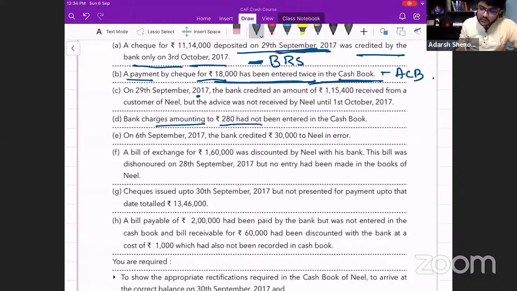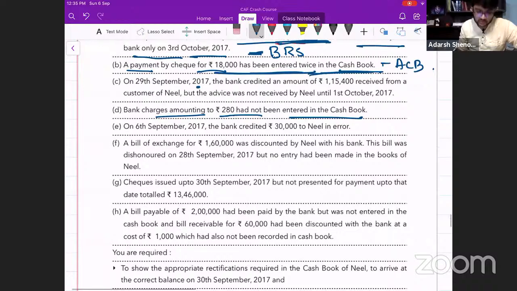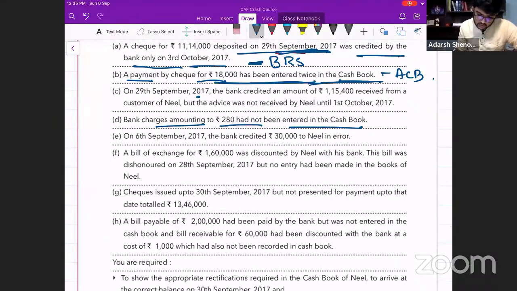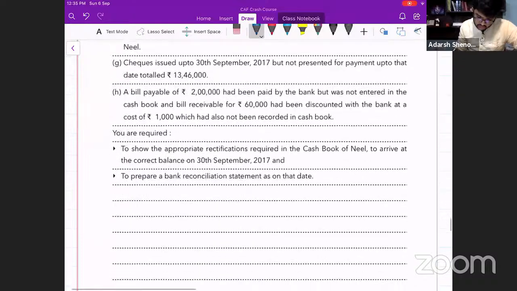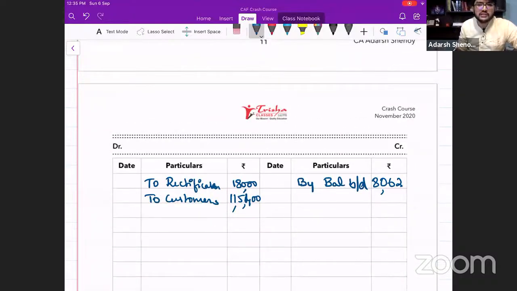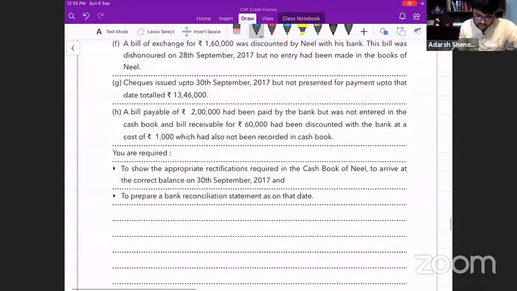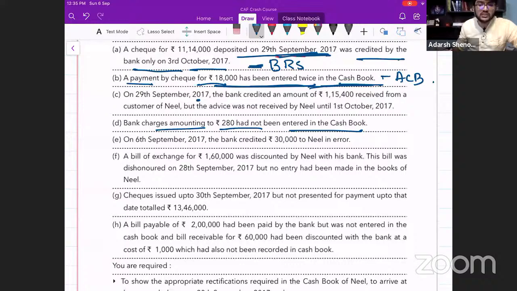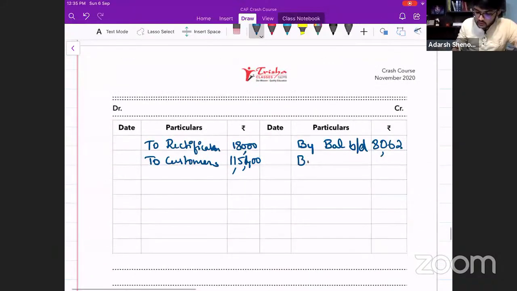Bank charges amounting to 80 had not been entered in the cash book on 30th September, the date of closing the books. Which book? Adjusted cash book, or is it in the BRS? ACB or BRS? ACB, which side? Bank charges, that means we have to credit. By bank charges, how much is the amount of bank charges? 280.